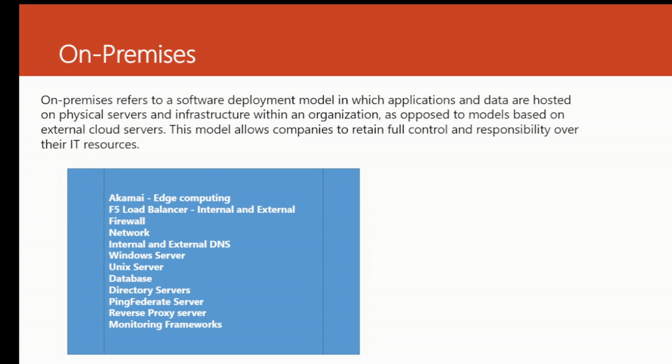So for example, in on-premise, I need different teams. I need a Windows team, a Unix team, a network team, a firewall team, a DNS team, a database team, a directory service team. I need an application team, definitely, who is going to look at PingFederate. And I need a reverse proxy or Apache server team, who is going to look at the Apache, or any proxy we are using. If we are using PingAccess, we need a team who looks at the PingAccess configuration and all.